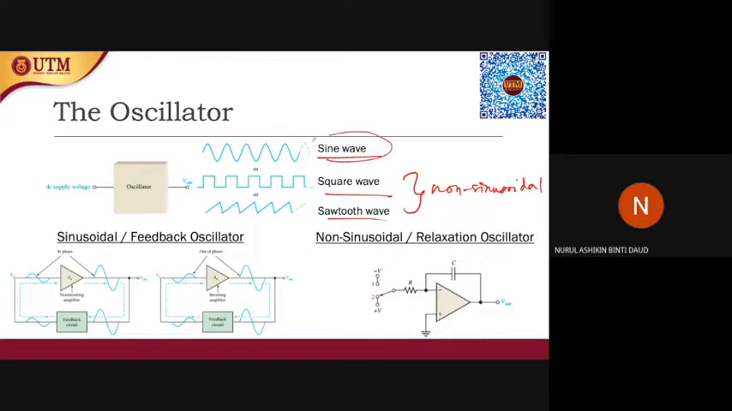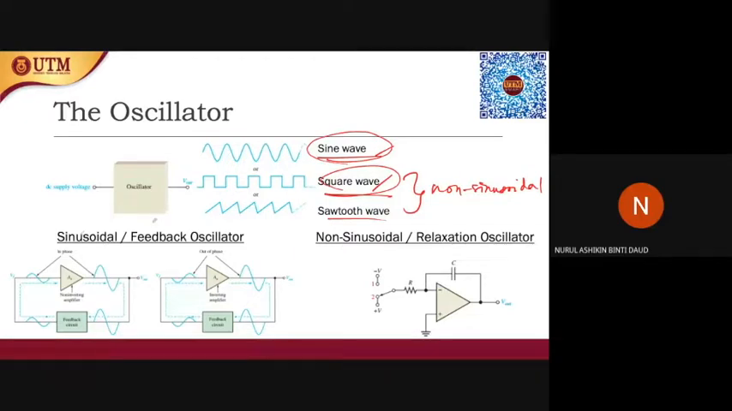Most people use the sine wave and square wave. I think they are very familiar to you from your experiments or your research. But it is very rare to use the sawtooth wave.